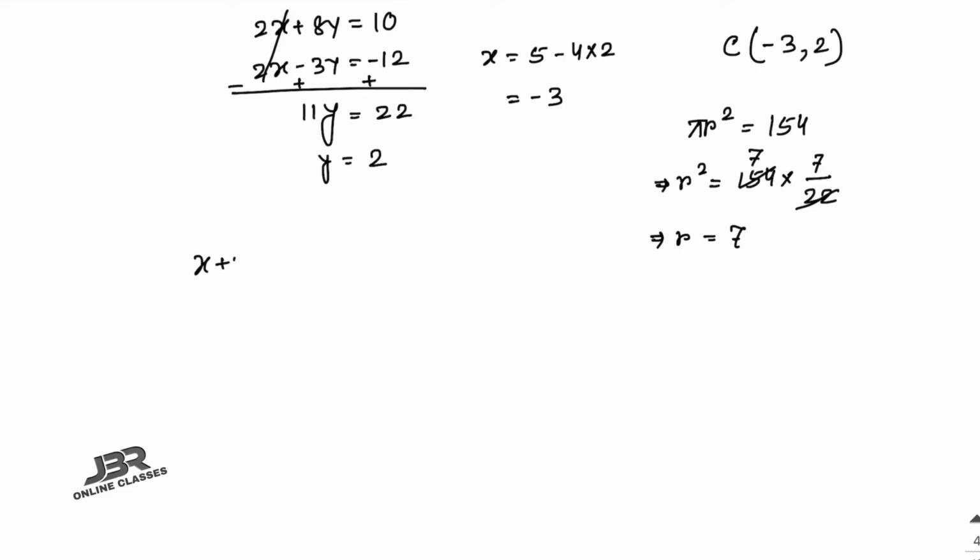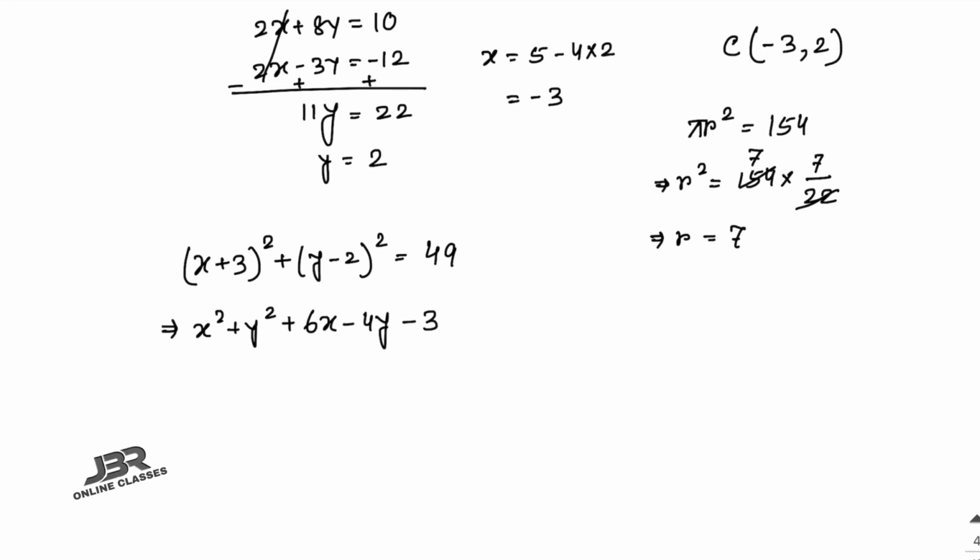So your equation is (x plus 3) whole square plus (y minus 2) whole square equal to r square. R square means 49. So now solve it and you will get your answer. Your answer is x square plus y square plus 6x minus 4y minus 36 equal to 0. Now the last one, sum number 8.